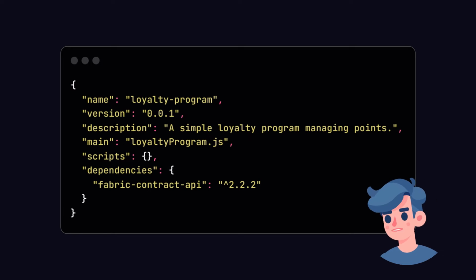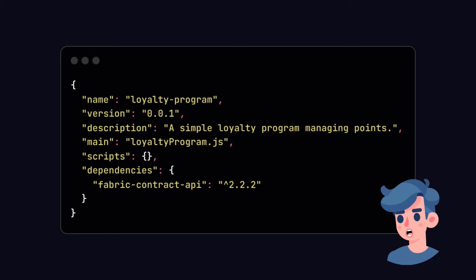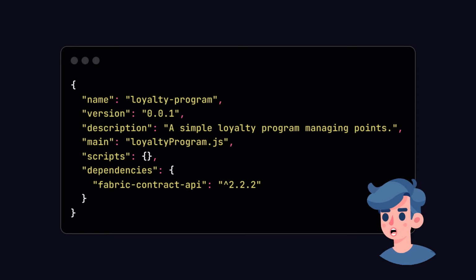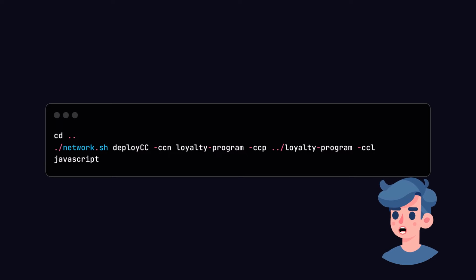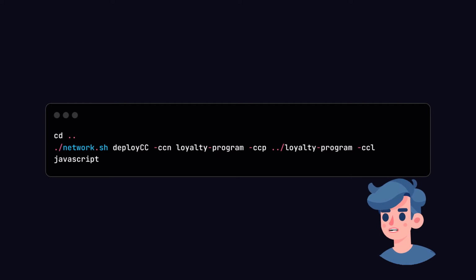Next, we need to package our smart contract into a chaincode installation. To do this, create a new file named package.json inside our loyalty program directory. This file will contain the metadata about our chaincode. With the package.json in place, let's now install our chaincode.